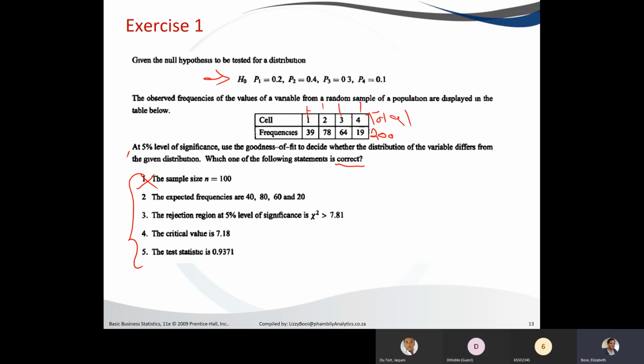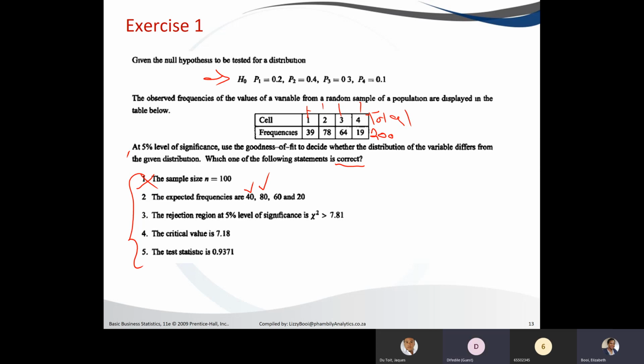Is that correct? That is correct. It's 40. Then you do the next one: 0.4 multiplied by 200, and that will give you 80. That's correct. Then you do the next one: 0.3 multiplied by 200. What do you get? 60. That's correct. Then 0.1 multiplied by 200, and you get 20. So option number 2 is the correct option.